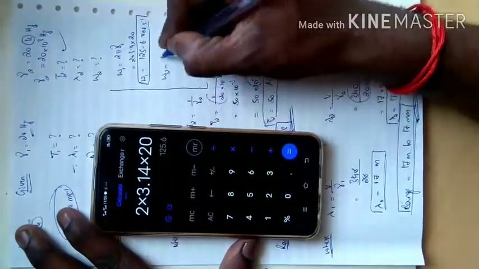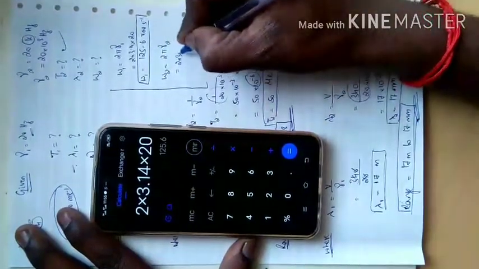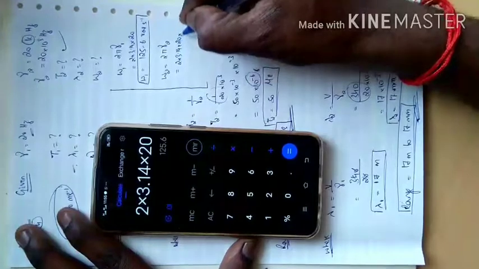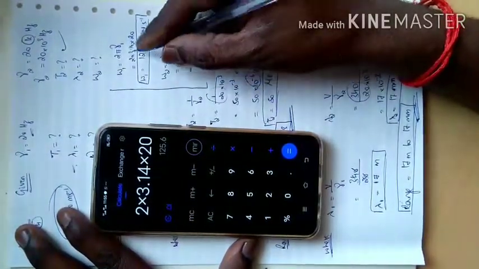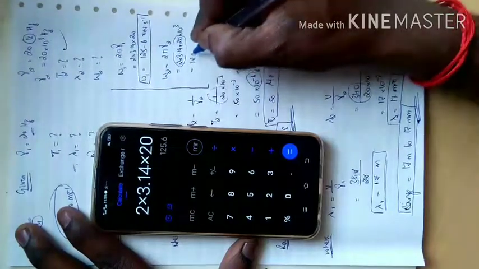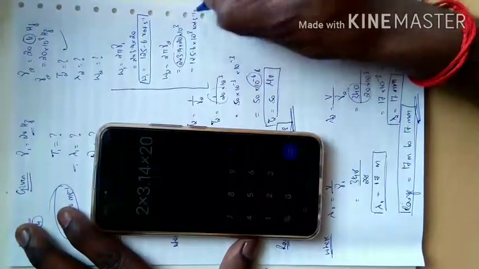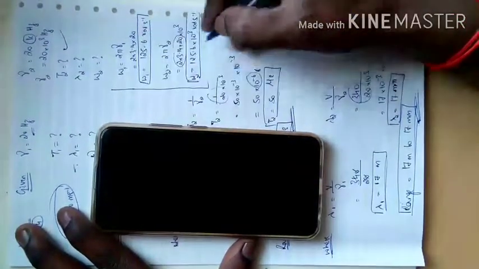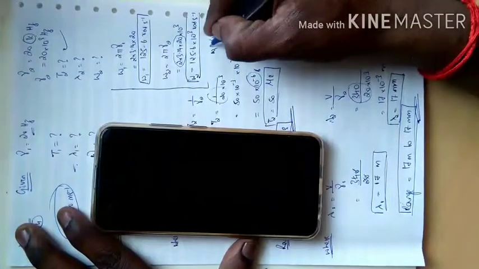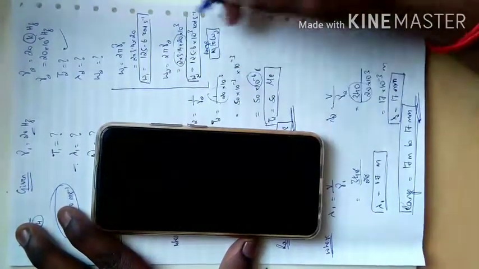Similarly, omega 2 is equal to 2 pi nu 2, that is 2 into 3.14 into 20 into 10 to the power of 3. Already I have done this. 2 into 3.14, how much you got? 125.6 into 10 to the power of 3 radian per second. This is your omega. Then the range is from omega 1 to omega 2. This is your range. Is that clear?